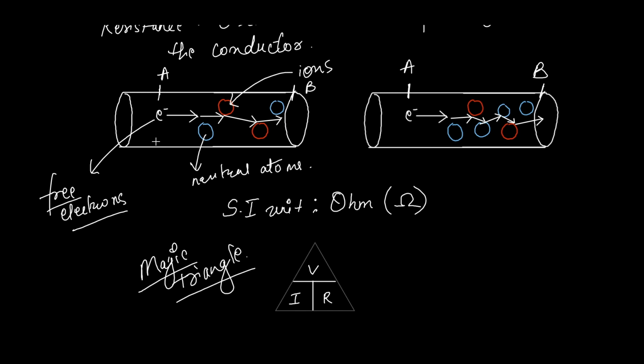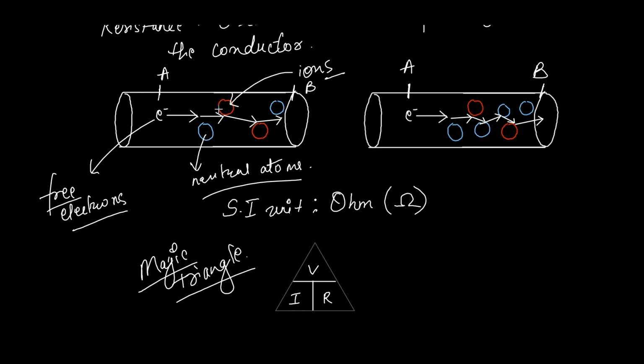In the first case, if you see, this blue one is a neutral atom. Inside the conductor there are not only free electrons, but there are lots of ions and neutral atoms also, as discussed earlier. When the potential difference is applied and the electrons are pushed from one place to another, while traveling they will encounter collisions. They are going to collide with these ions sometimes, and sometimes with these neutral atoms. So that means electrons are not able to freely go from one place to another.